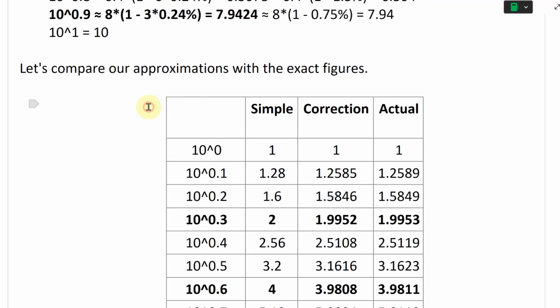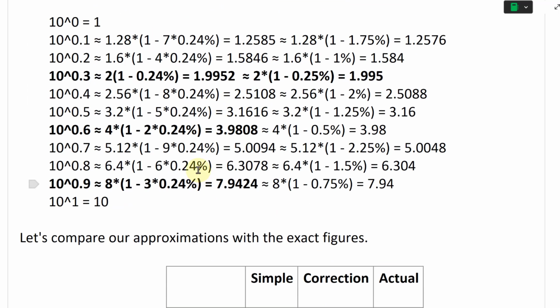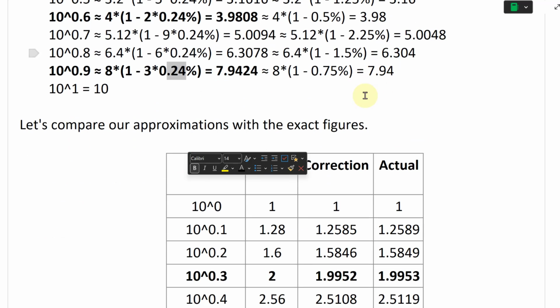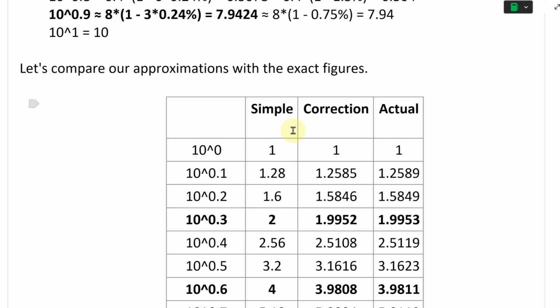And then if you compare all of these, let's compare approximations with the exact figures. So here is the simple one. Here's the correction. This is just using the 0.24%. But again, you could pick those if you want. And just to show you the actual numbers, with the correction and with the simple one. Here's a simple one right here. This is 1. All of these 10 to the 0s are just going to be 1.